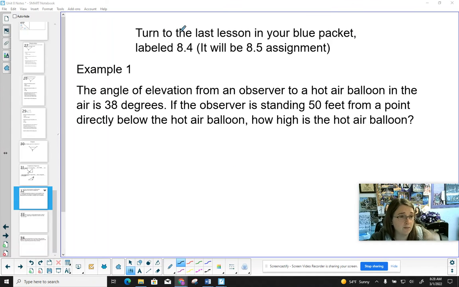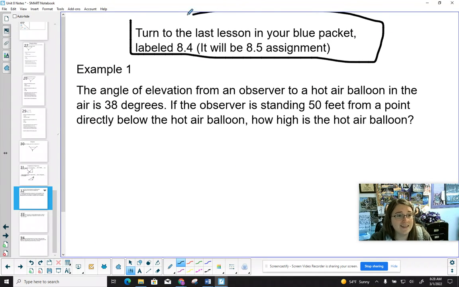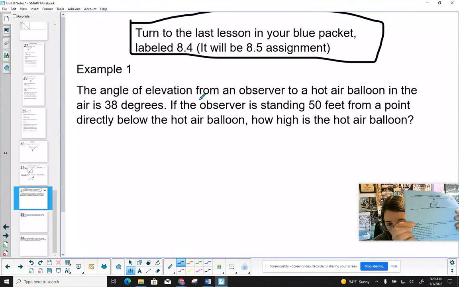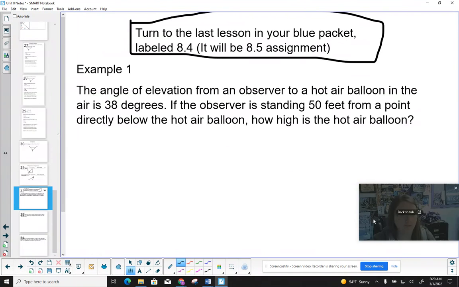Now, really quickly, I'm going to give you a second to pause the video here. This is the last lesson in the blue packet. It's labeled 8.4. But again, this is actually going to be 8.5 in Canvas. So take a second, get into your notes. This is the question. I had to type it myself. So this is the number 1 right there. So take a second to get there.